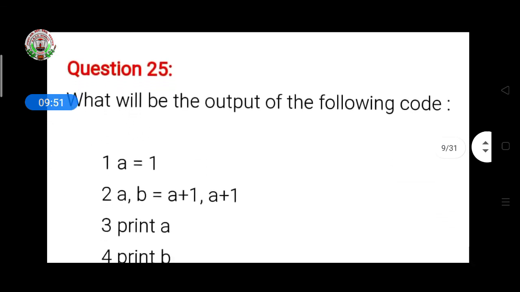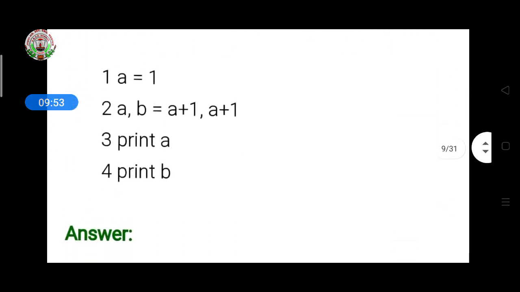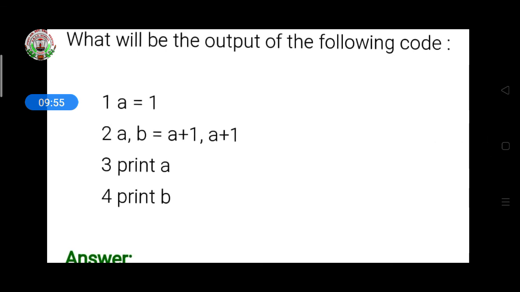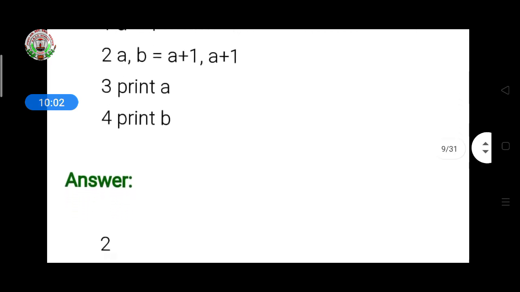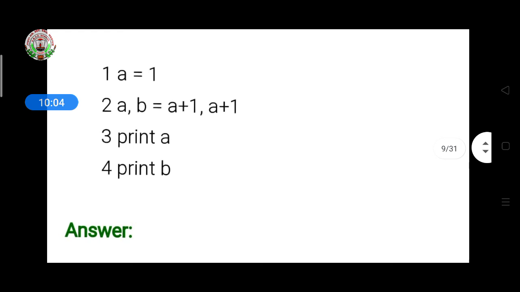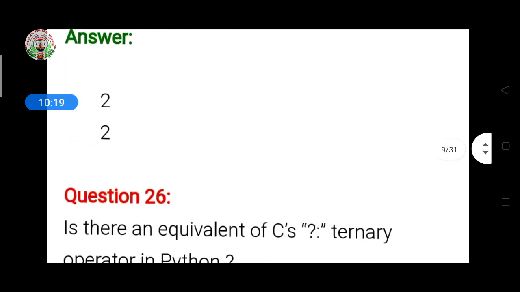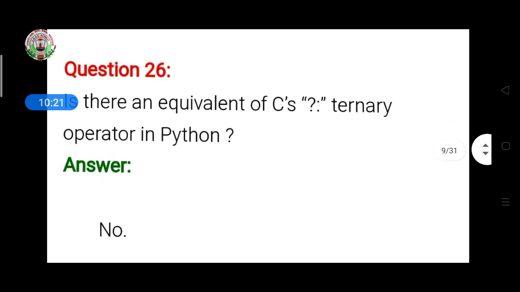Then what will be the output of the following code? This code is given here, a equal to 1, a comma b equal to a plus 1, a plus 1. So you have to print a and you have to print b. So the answer is what? If the a value is given here, already the a value is 1 and the b value is also 1, and if you want to print a and b, so 1 plus 1 equal to 2 and 1 plus 1 equal to 2, so both values are 2 only. Yes. Then come to the next question.